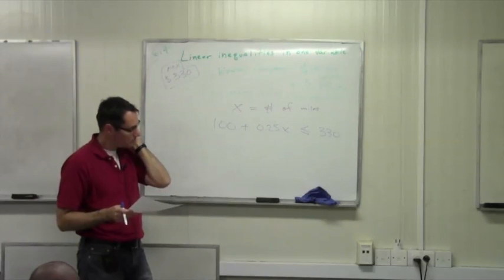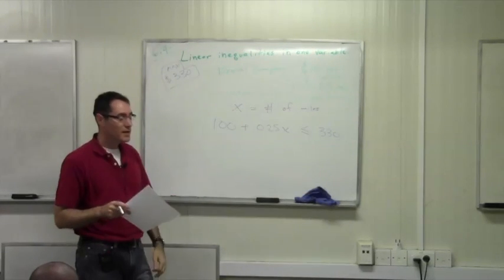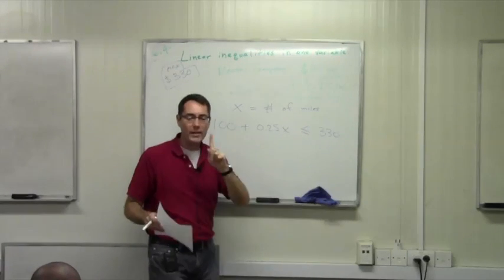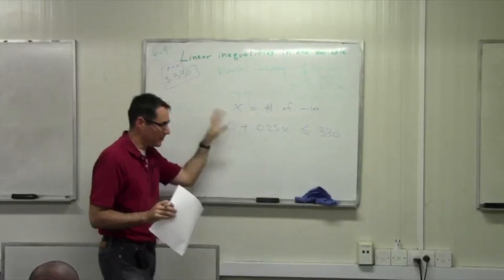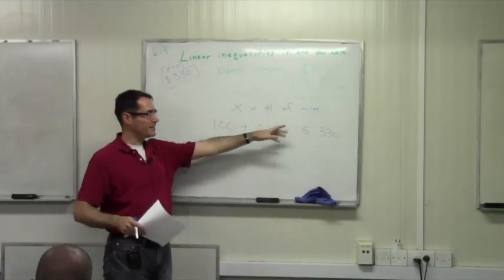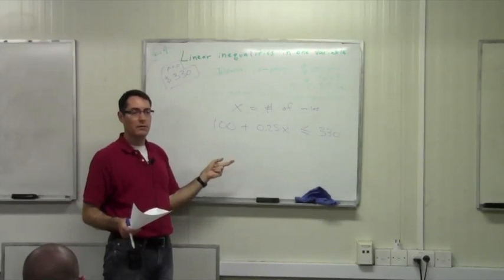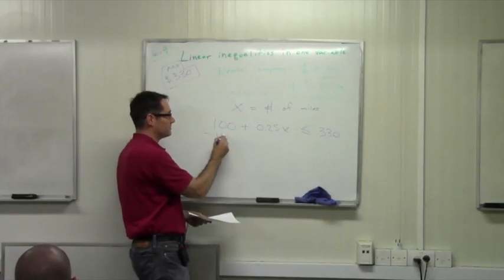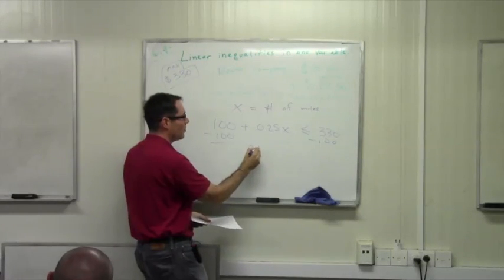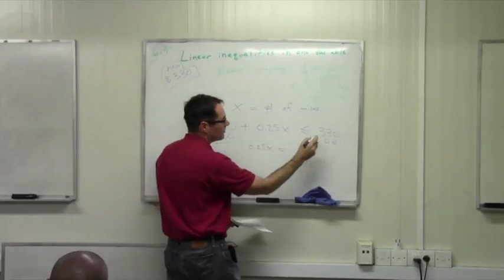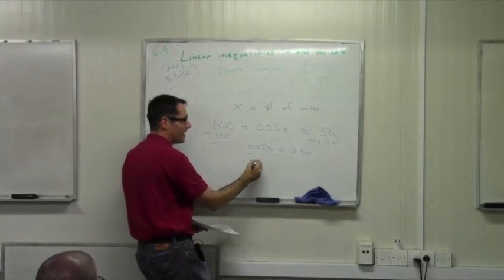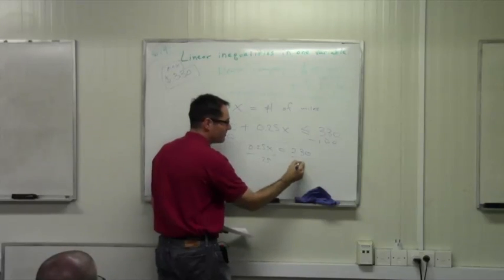100 plus 0.25x. Now, you solve this as if this was an equal sign. There's one little trick that you have to do, which I'll talk about in a minute, but we actually don't need it for this one. How would we start this problem pretending that was an equal sign? Subtract 100 from both sides. We're left with 0.25x equals 230. And then what do we do? Divide by 0.25 to get rid of the 0.25.